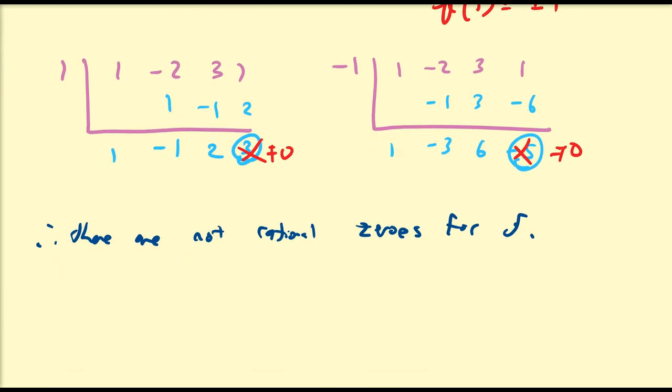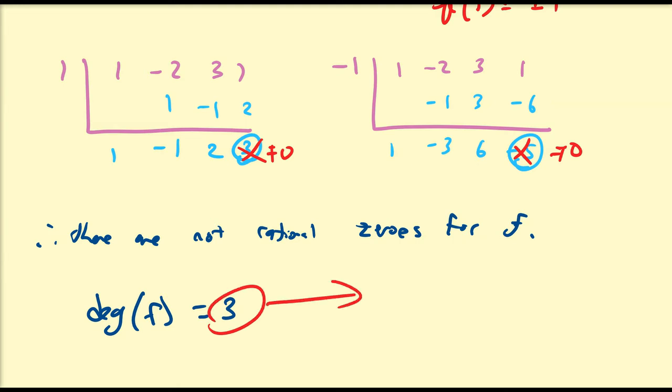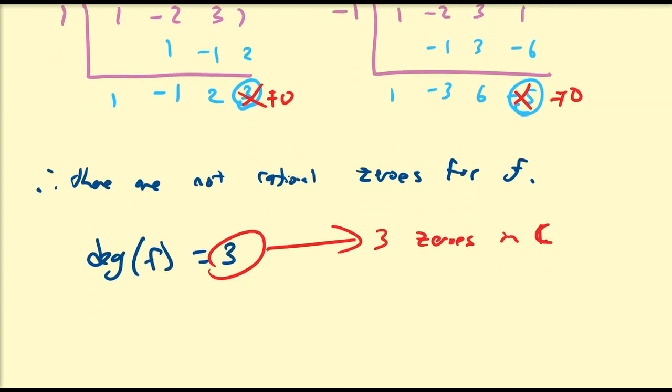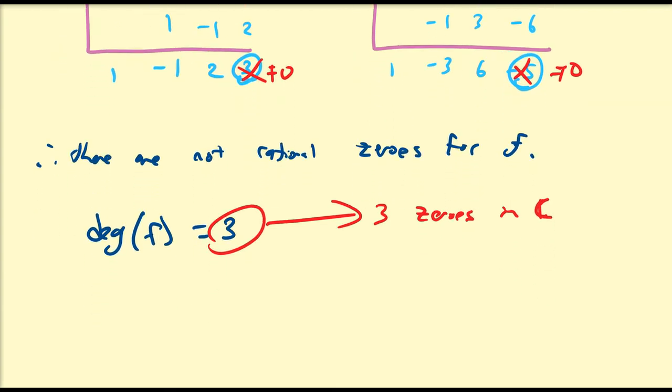So what does this mean? So overall, we know that the degree of this polynomial f is equal to 3. And clearly there's not 3 zeros for this case. So from the fundamental theorem of algebra, we know that there are 3 zeros in C for which we're looking for, and we know that they're not in Q.